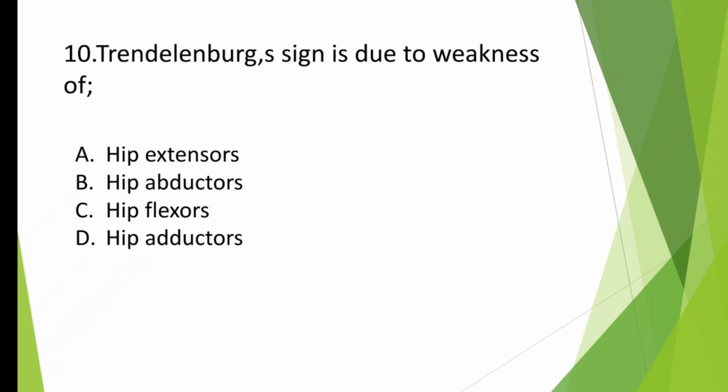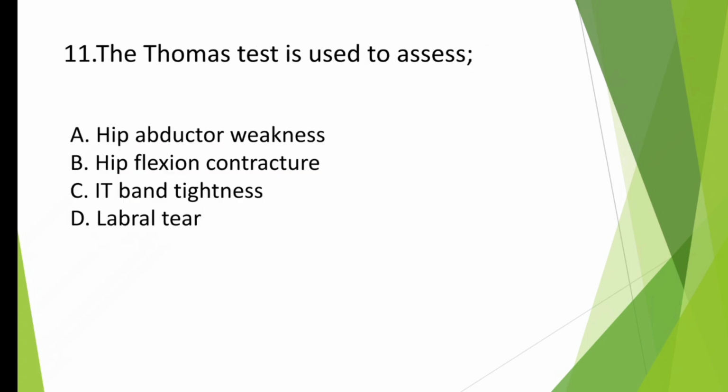Next question is Trendelenburg sign is due to weakness of hip extensors, hip abductors, hip flexors and hip adductors. The answer is hip abductors, mainly gluteus medius. The Thomas test is used to assess hip abductor weakness, hip flexion contracture, IT band tightness and labral tear. Answer is hip flexion contracture.